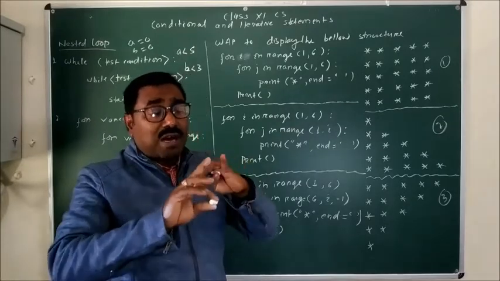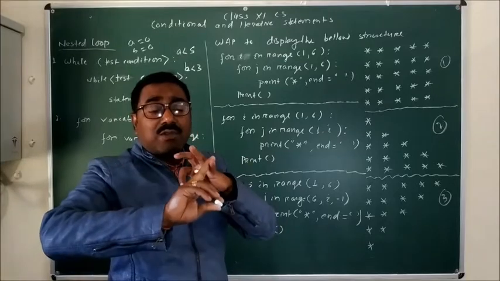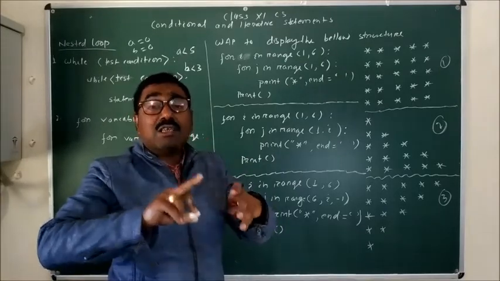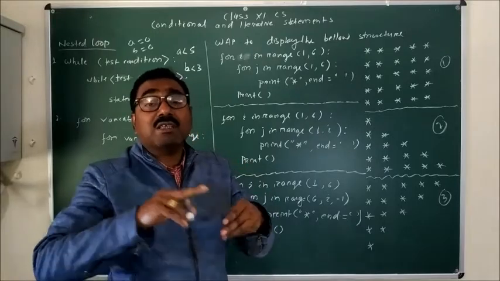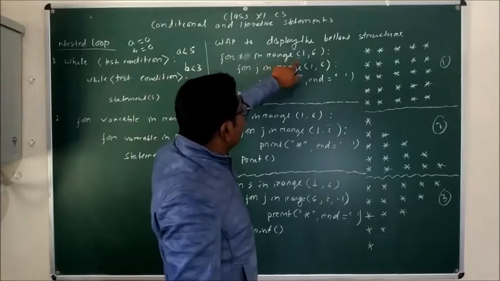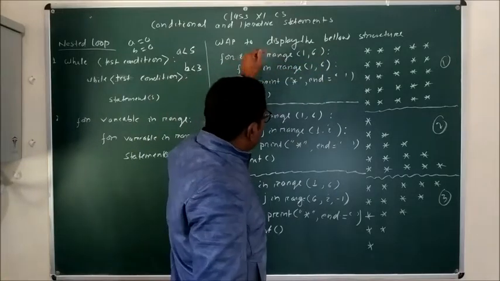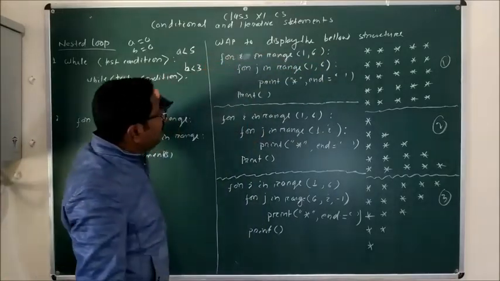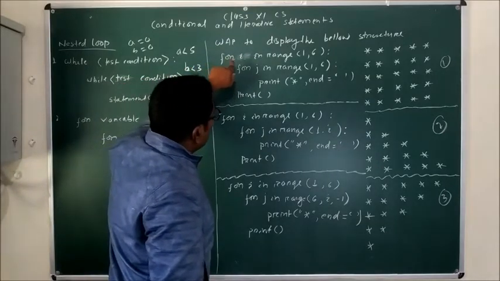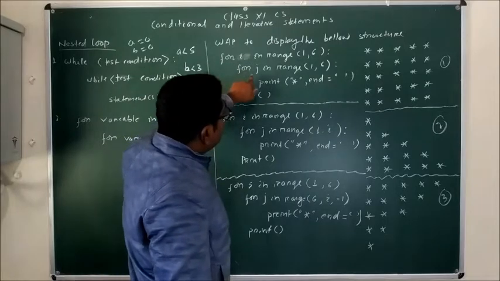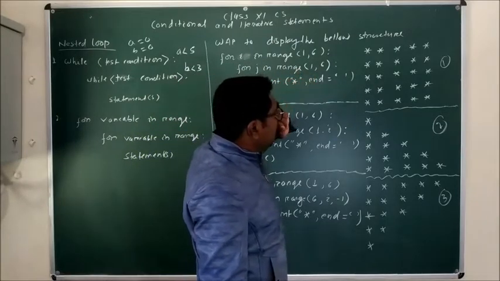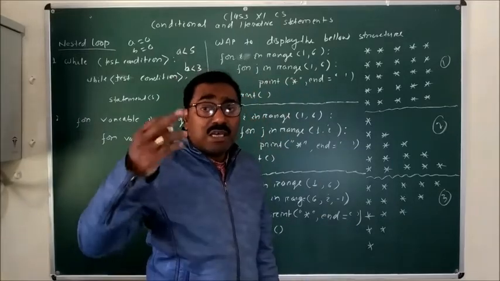So the value of i will be initially 1, then after one repetition it will become 2, after the second repetition 3, after the third repetition 4. Initially i is equal to 1, it is less than 6, the condition is satisfied, so the next statement will execute. In the next statement there is one more loop, for j in range(1, 6). So j will also execute 5 times.